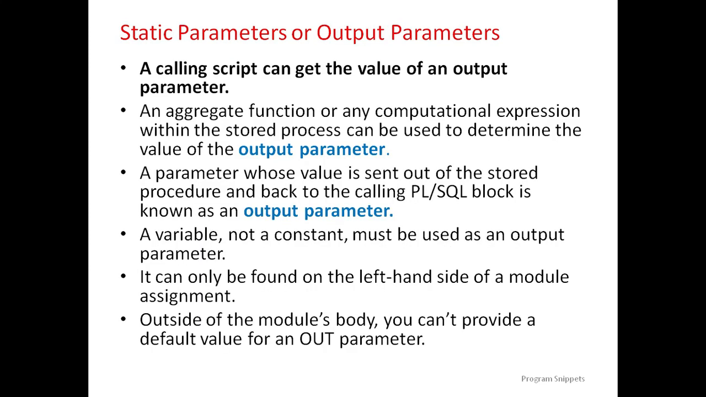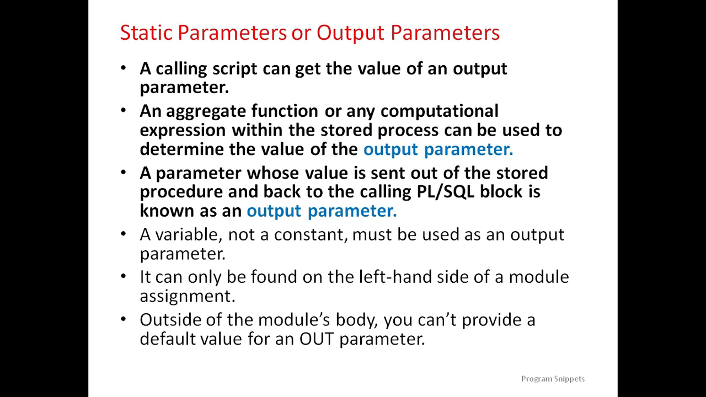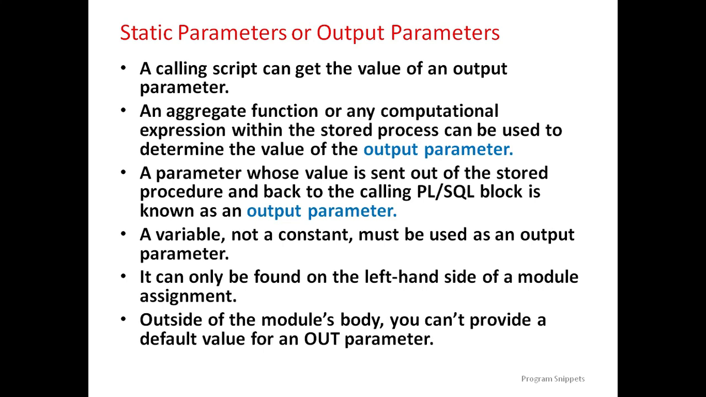A calling script can get the value of an output parameter. An aggregate function or any computational expression within the stored procedure can be used to determine the value of the output parameter. A parameter whose value is sent out of the stored procedure and back to the calling PL/SQL block is known as an output parameter. A variable, not a constant, must be used as an output parameter. It can only be found on the left-hand side of a module assignment. Outside the module's body, you can't provide a default value for an OUT parameter.